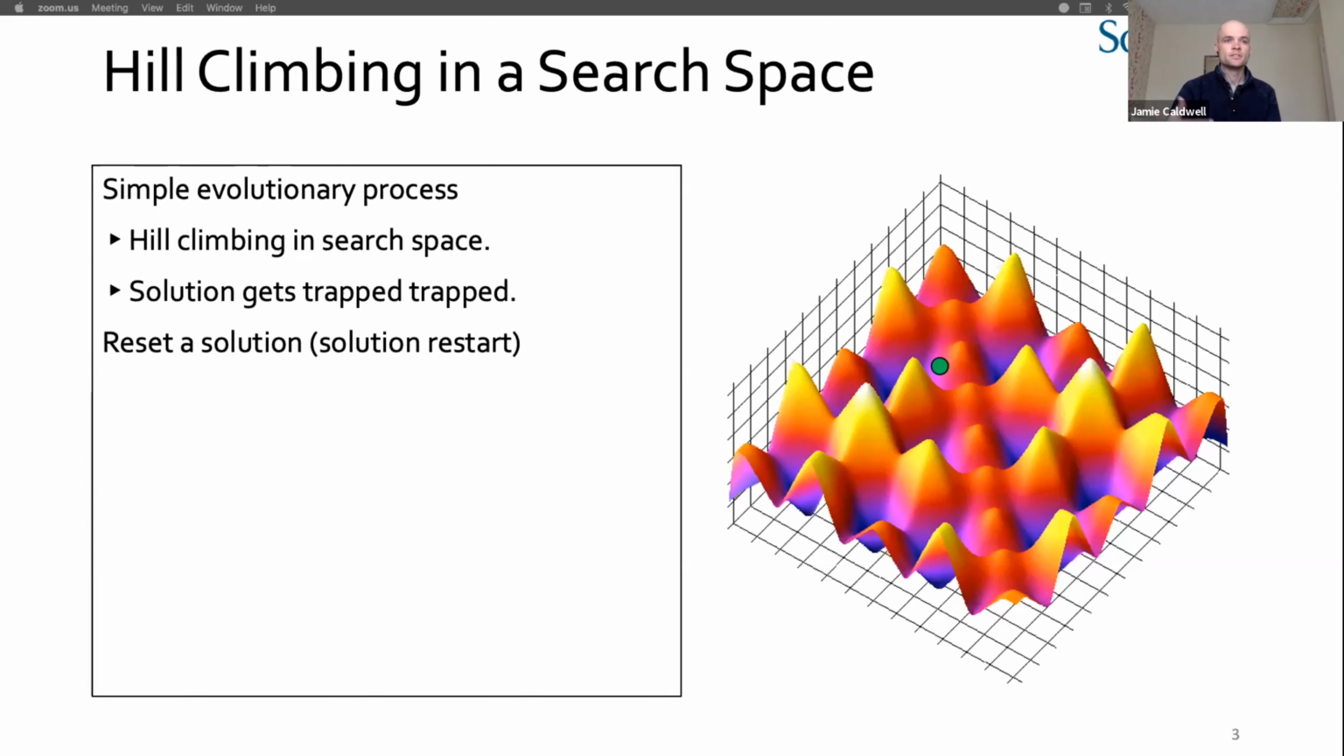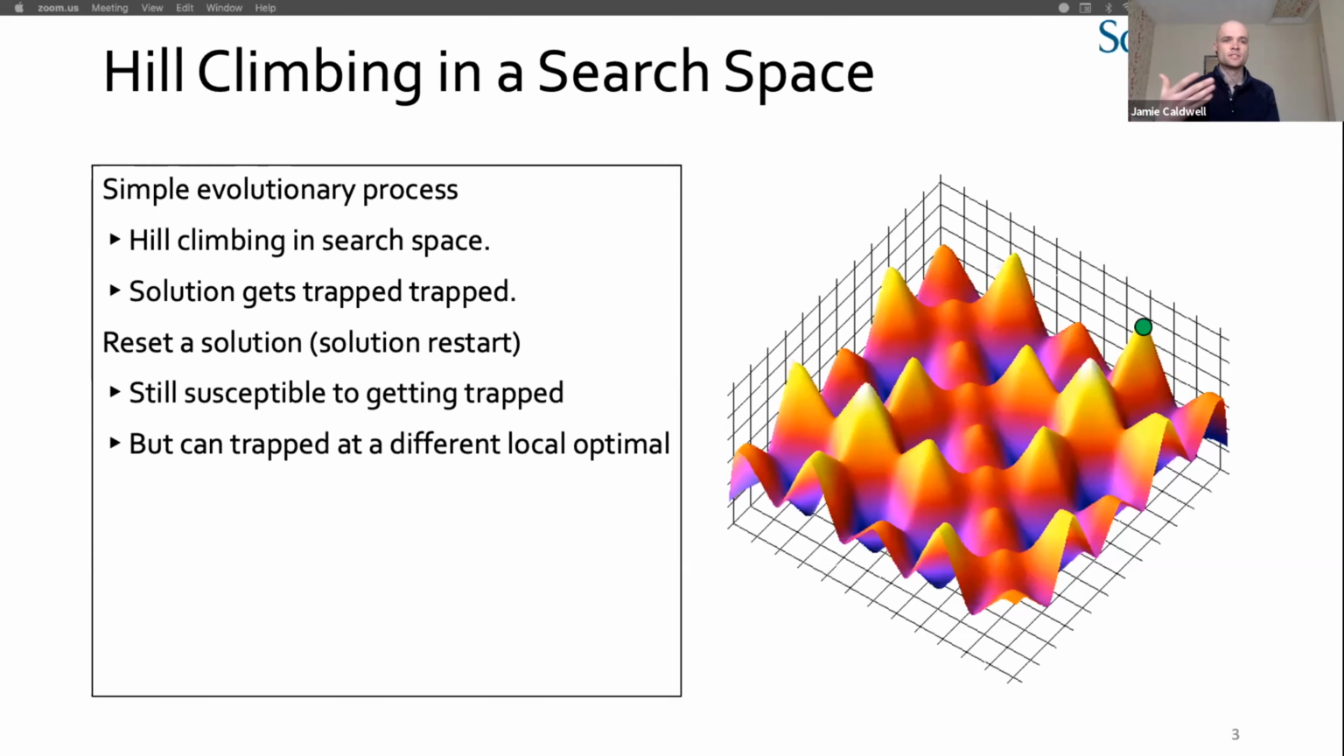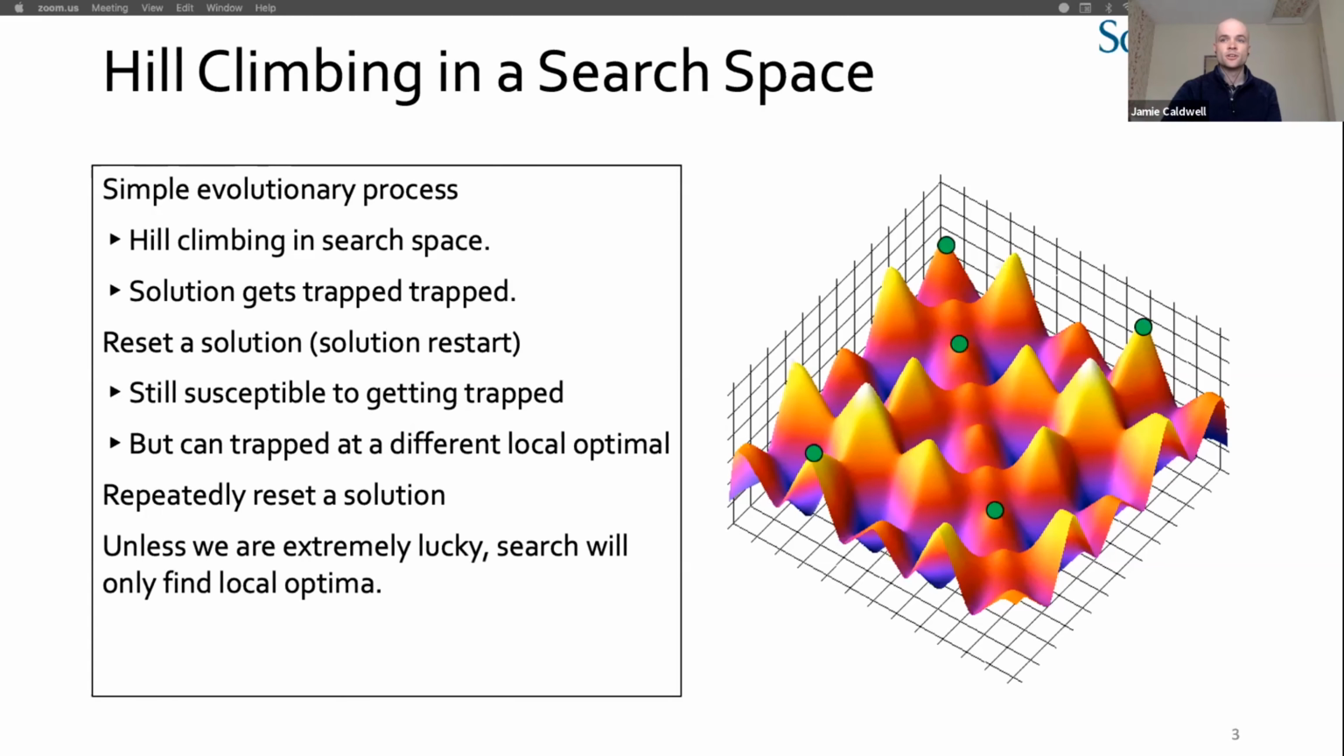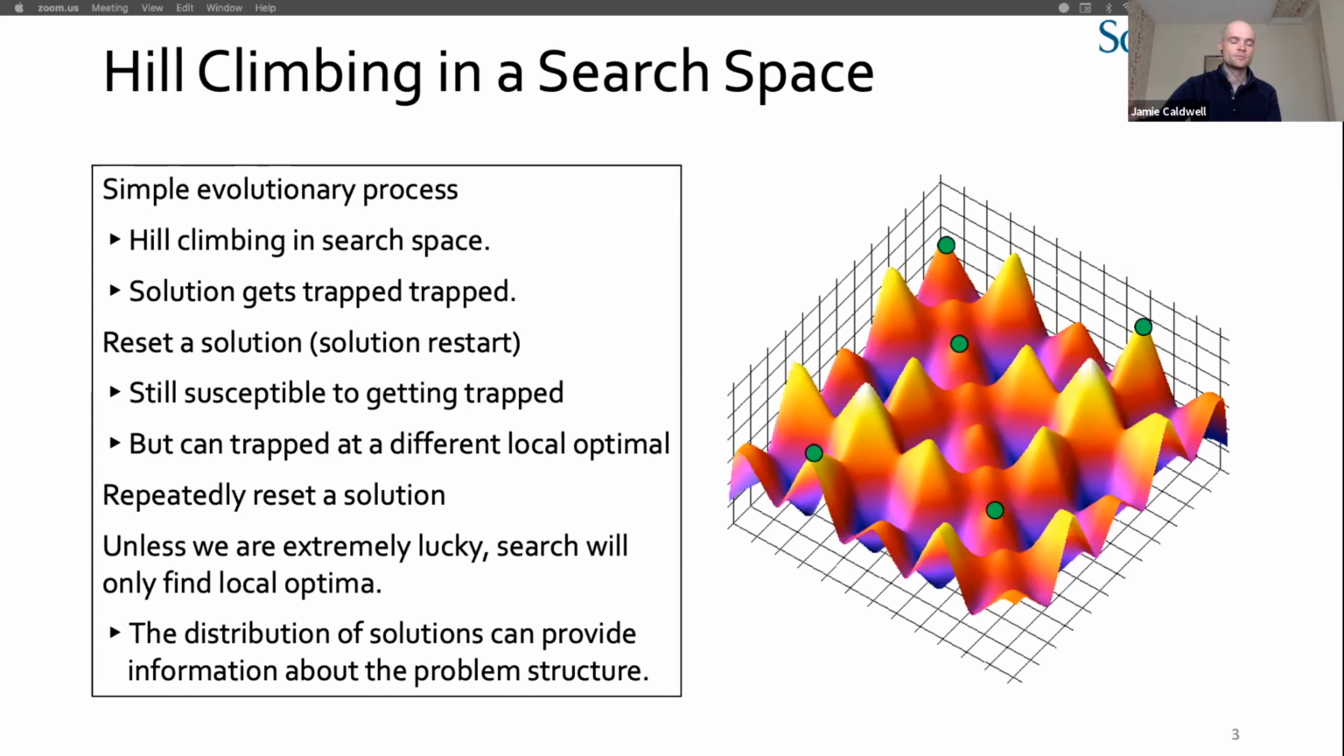Obviously, a method to overcome this is to reset, or have a distribution of solutions, to explore different parts of the landscape. We can continue to do this, but in each case we are still susceptible to getting trapped, now at a different local optimum, and we can repeatedly do this. In doing so, this provides us with a distribution of solutions that are locally optimal in this representation, or this current search space. Unless we're extremely lucky we might find the global optimum, but as the problem size grows this chance diminishes. The important thing here is that the distribution of solutions provides us some information about the landscape below, and this is where we go next.